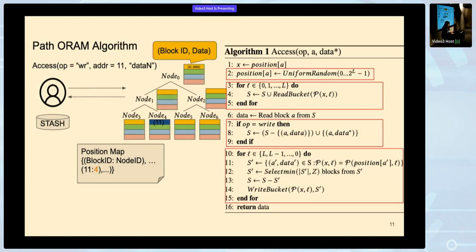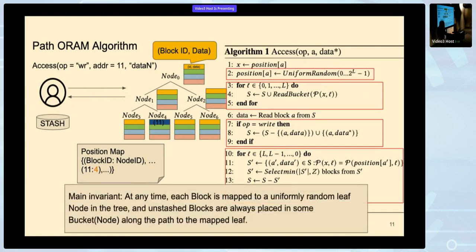Yeah, it does the write back to the node. Of course, my animation didn't show that it gets shuffled, but when you write it back, it's not necessarily the same order that it was before it was written into the stash. So we maintain this main invariant: each block is mapped to a uniform random leaf node in the tree, and stash blocks are always placed somewhere in the bucket along the path to the mapped leaf. This is important because we need to use this to show that our stash won't exceed our upper bound.